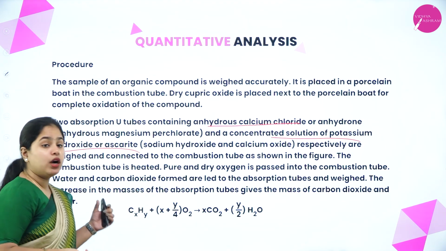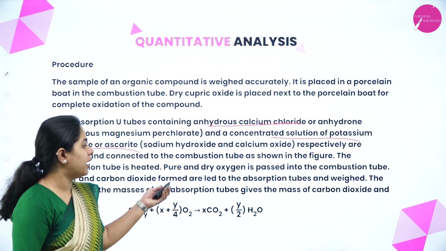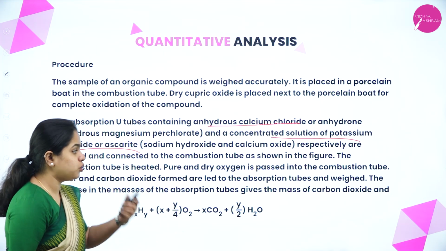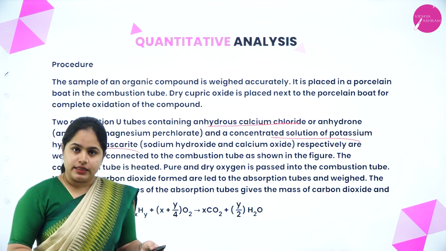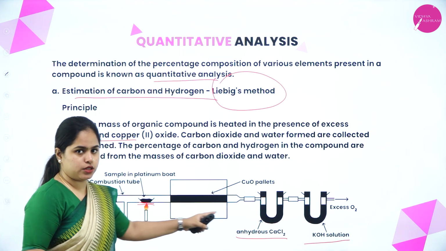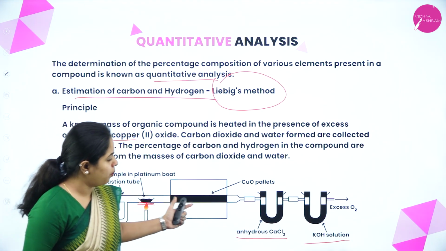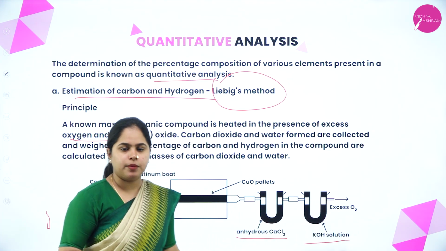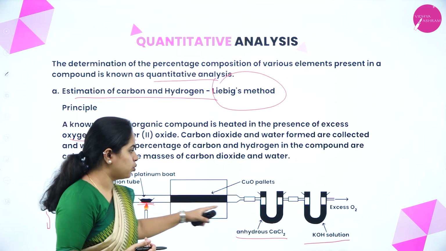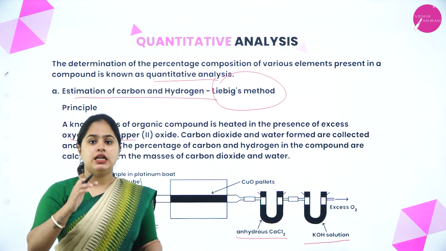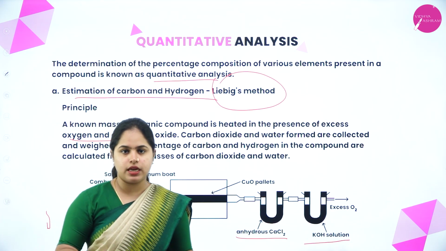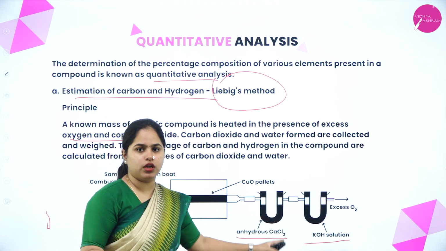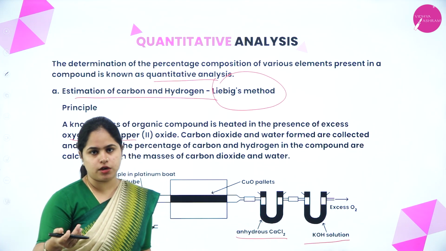Right. Now, water and carbon dioxide formed are led to the absorption tubes and weighed. The increase in the masses of the absorption tubes gives the mass of carbon dioxide and water. That means, as the oxygen is passing through the organic compound, the organic compound will pass through the combustion tube and reach this U tube. As I said, when it passes through the copper oxide which is present here, the carbon forms carbon dioxide and the hydrogen forms water. So after it passes through the combustion tube, carbon dioxide and water will be formed.